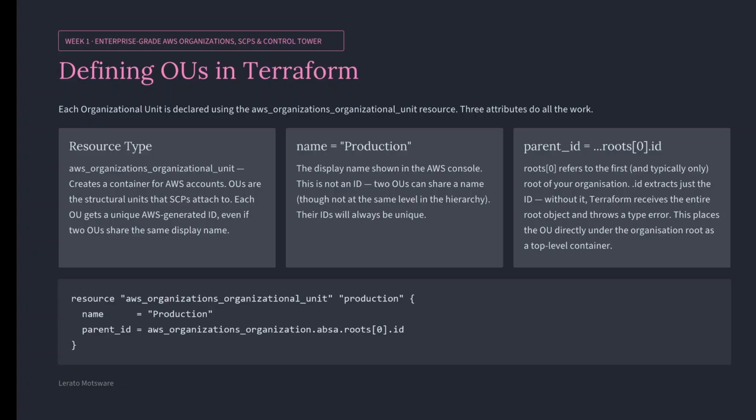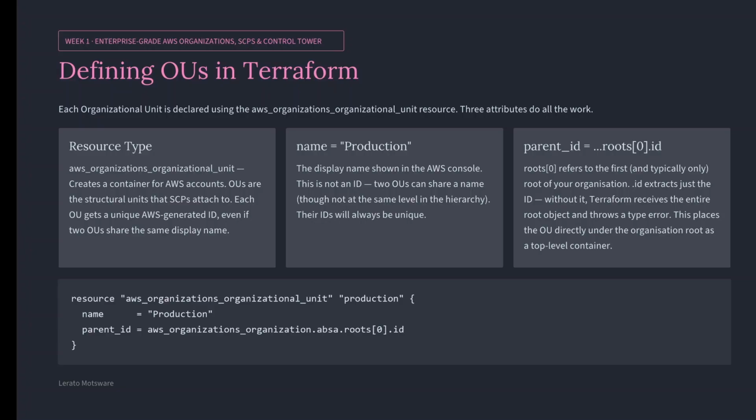Parent ID. This is the address. It tells Terraform exactly where in the hierarchy this OU lives, like a postal code. Without it, the package goes nowhere. We reference aws_organizations_organization.absa.roots.id. The .id at the end extracts just the ID string. Without it, Terraform receives the entire root object and throws a type error immediately. That is a mistake you only make once.